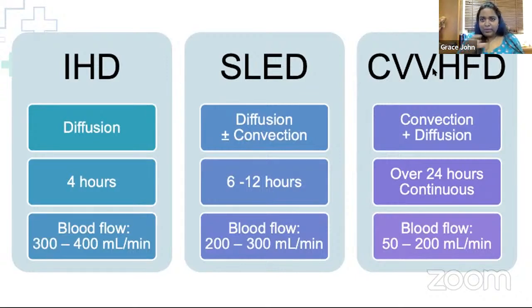And in continuous veno-venous hemodiafiltration, it is a combination of convection and diffusion. And because it's continuous, it's over 24 hours. But the most striking feature is that only a very small amount of blood is being drawn at a time from the patient to run through this filtration, so that you have 24 hours to run the patient's whole blood through the machine to help you with the filtration processes.